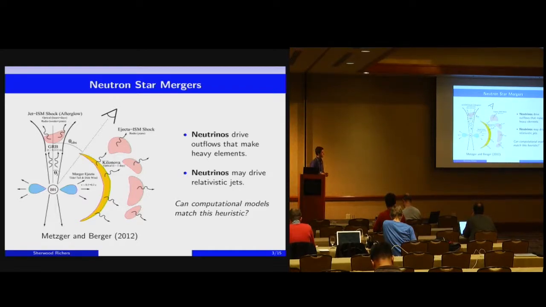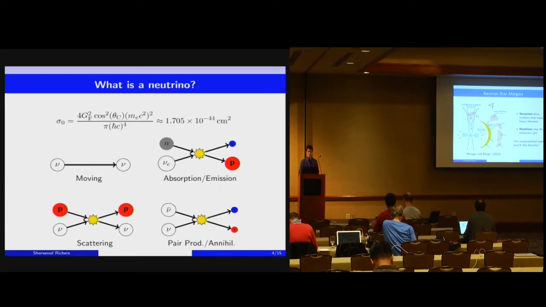There's also one idea that neutrinos emitted from this disk can annihilate in this region above the merger accretion disk and drive a hyperrelativistic jet. So the question behind this is can these sort of basic conceptual models actually pan out in detailed computational models? And of course, to do this correctly, you need very detailed neutrino transport.